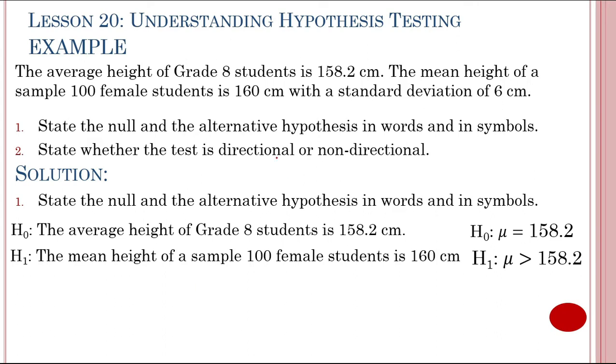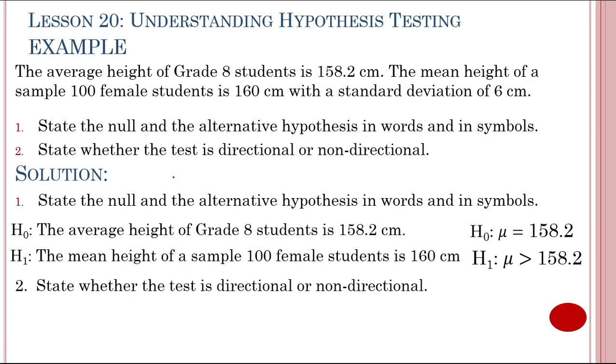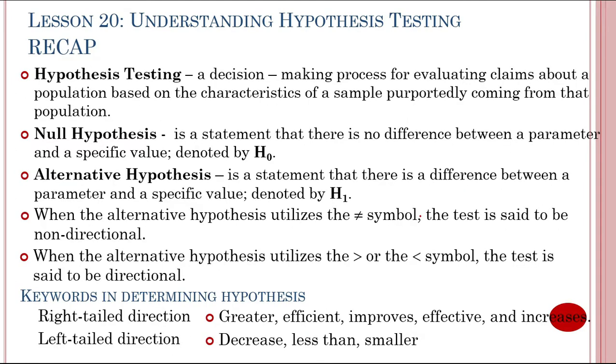Ngayon, meron na akong null at alternative hypothesis. Ano nasusunod? I'll just state whether the test is directional or non-directional. Since this is greater than, we can state that this is directional and it is right-tailed. Kuha ba? Okay, good.